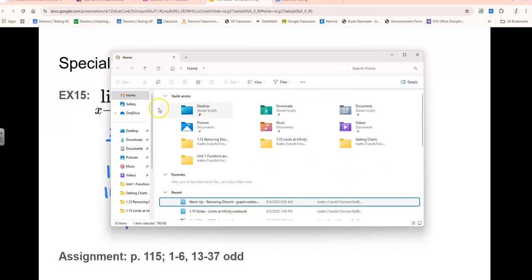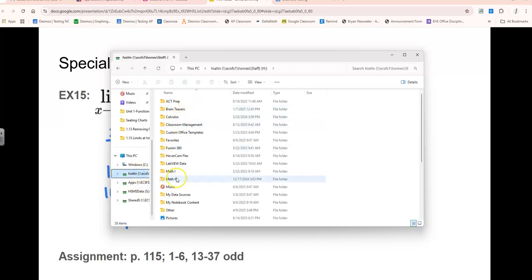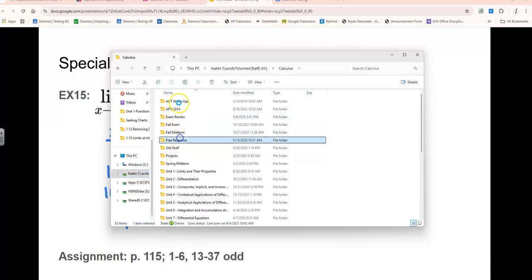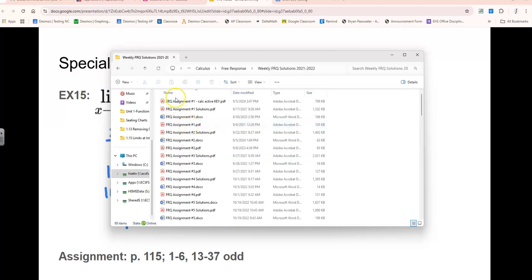Let's look at the free response, because we need to look at specifically these problems. Here they are.